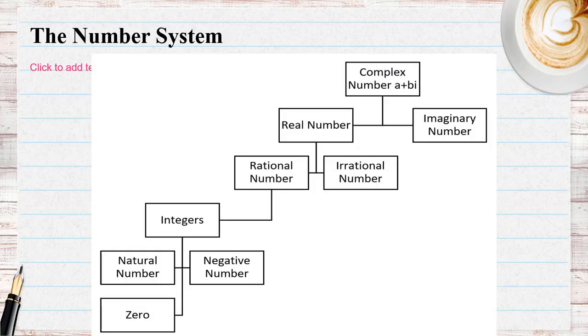The hierarchy of the number system. It starts with the complex numbers, which are composed of real numbers and imaginary numbers. In real numbers, there are so-called rational numbers and irrational numbers. Under the rational numbers, we have integers, which are also composed of natural numbers, the negative numbers, and 0.